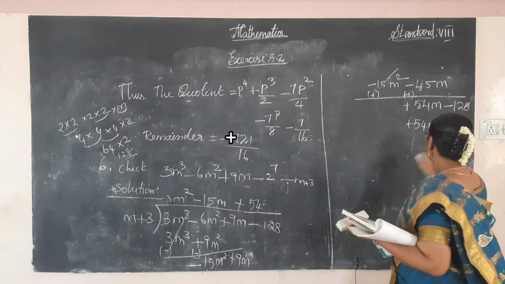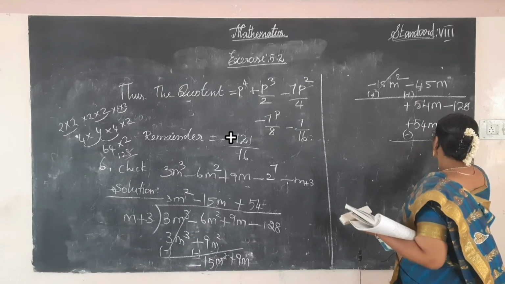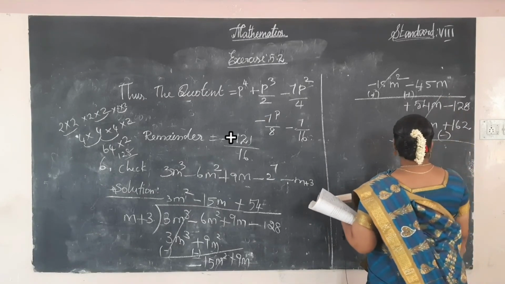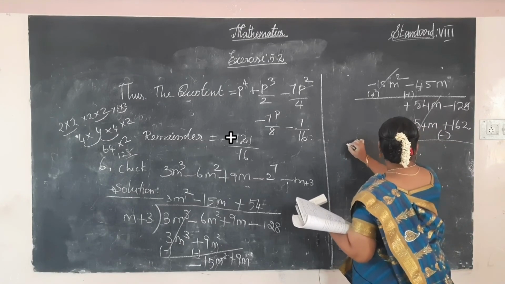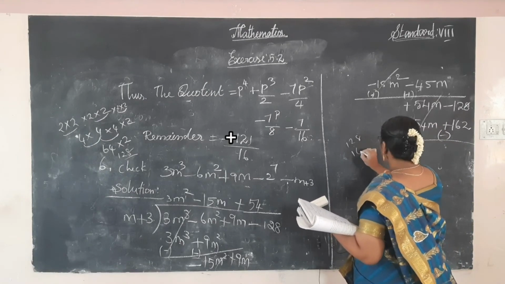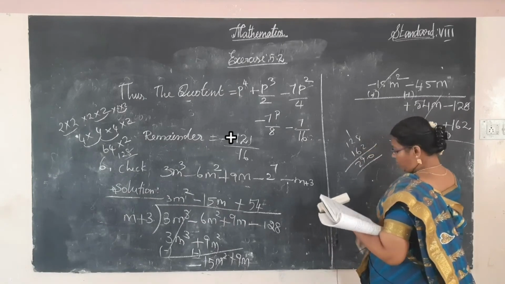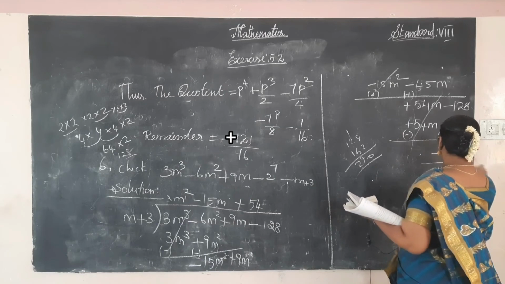Plus into plus is plus. Okay, change the sign. The first term will be cancelled. So what is remaining? Both having the same sign. So 128 plus 162, that is 290. So minus 290 is the remainder.